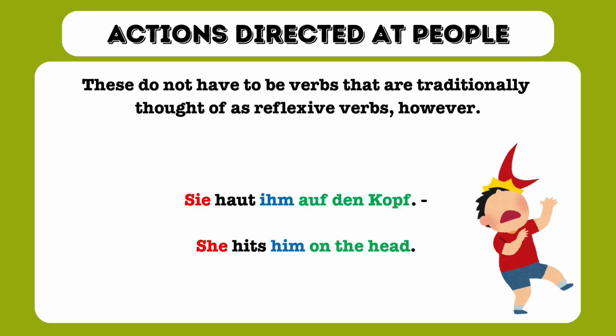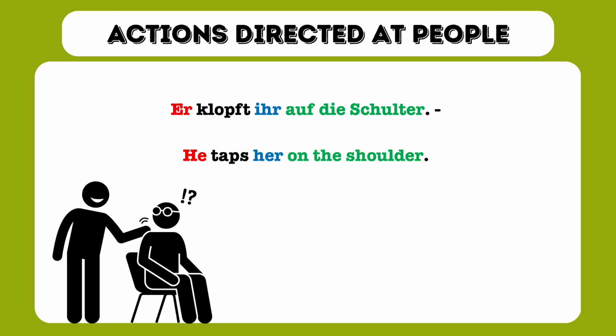You can use these same types of phrases without having anything that is traditionally thought of as a reflexive verb, such as Sie haut ihm auf den Kopf. She hits him on the head. This one here uses ihm because it's the person that is receiving the hit on the head. Klopft ihr auf die Schulter. He taps her on the shoulder. Ihr is the one receiving the tap on the shoulder, so we again use the dative object here.